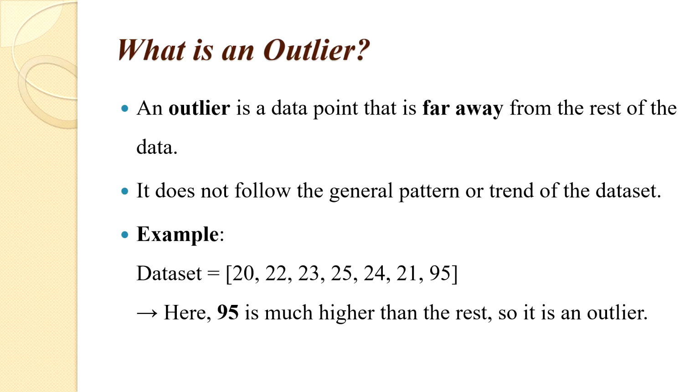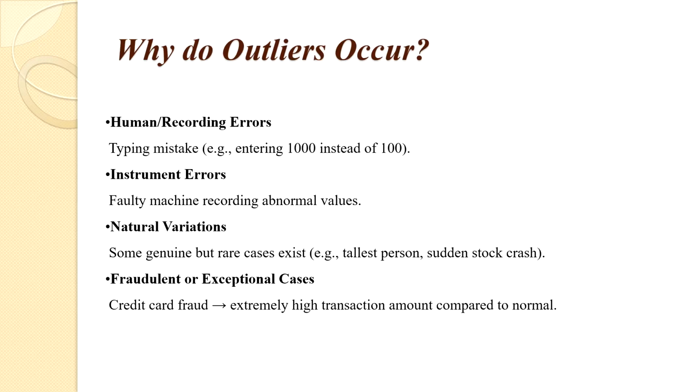If the dataset is very large, or if we are not able to view the dataset, how do we identify the outliers? Many methods are used to identify outliers. Why do outliers occur? Sometimes outlier values occur by mistake. One of the errors is human error. That is, while typing, we mistakenly type 100 as 1000 or 1000 as 10,000, etc. That is human error or recording error.